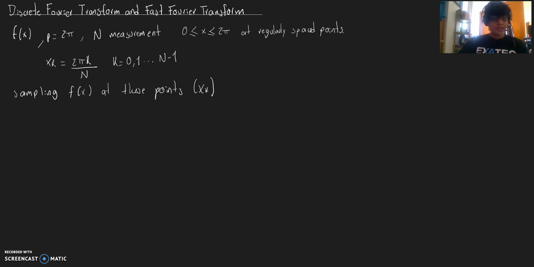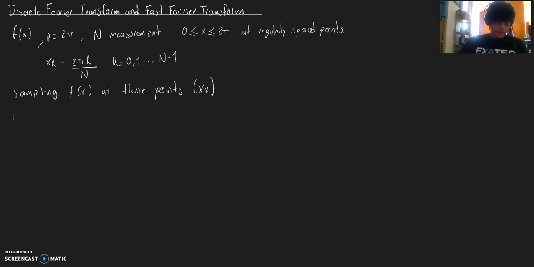So to be more specific, we know f of x is obviously a continuous function, it's periodic with a 2 pi period, and we make some n measurements at a given interval from 0 to 2 pi, and we also know that these measurements are regularly spaced. So these points can be denoted by this function, where each point depends on the value of k and the total number of measurements we are making. So we can obtain then a vector or a list of values of x of k.